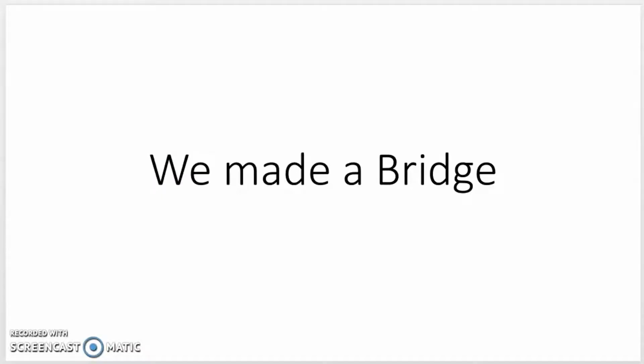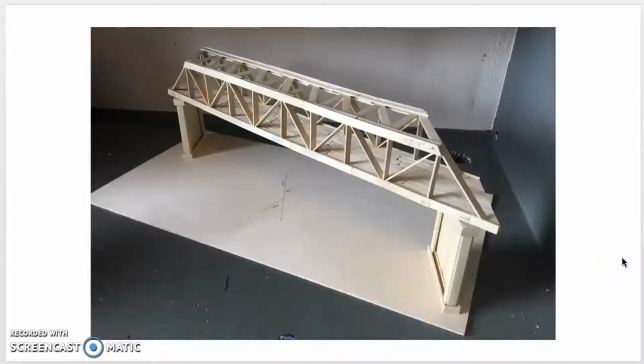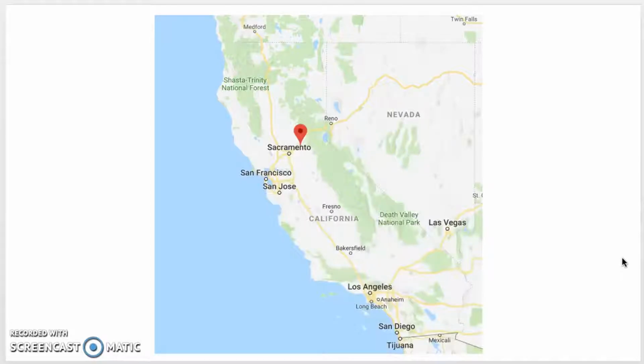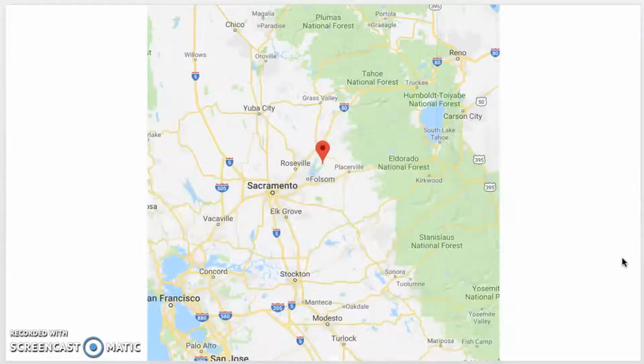I'm going to be going over our group's project here for today. So, as you can see, for our group's project, we made a bridge. Well, we actually made a model of a bridge. It's a truss bridge, not just any truss bridge. It is the Salmon Falls Bridge, which is located in California, right outside of Sacramento.